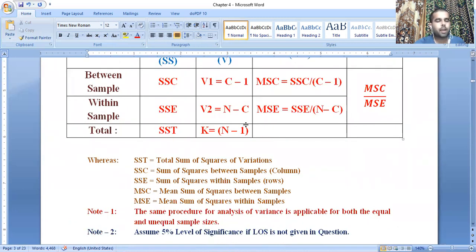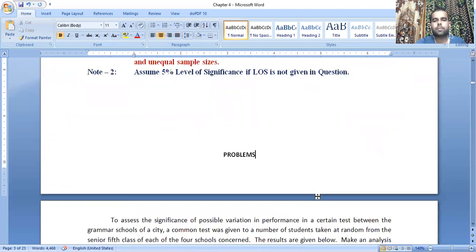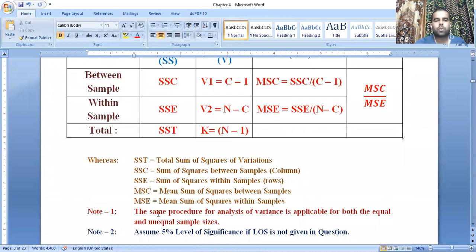Then again I am repeating note 1 and note 2 in today's class also, because yesterday a few students asked doubts regarding them. Observe carefully. Note 1: the same procedure for analysis of variance is applicable for both equal and unequal sample sizes. In a given question the sample sizes may be equal or unequal. For example, schools A, B, C, D.